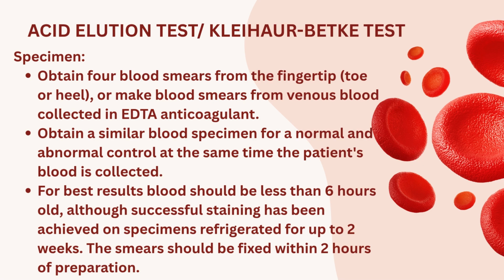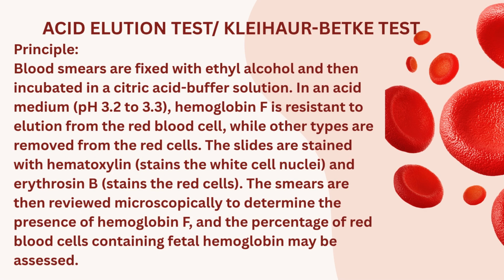For the specimen, obtain 4 blood smears from the fingertip, or the toe or heel, or make blood smears from venous blood collected in EDTA anticoagulant. Obtain a similar blood specimen for a normal and abnormal control at the same time the patient's blood is collected. For best results, blood should be less than 6 hours old, and the smear should be fixed within 2 hours of preparation.